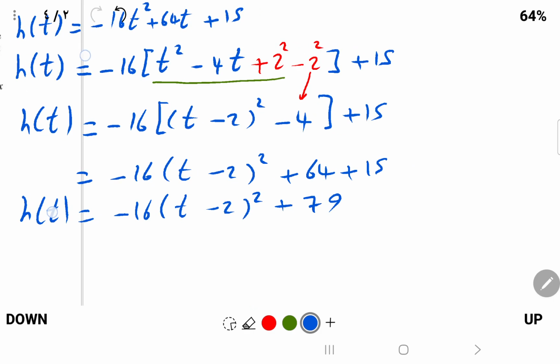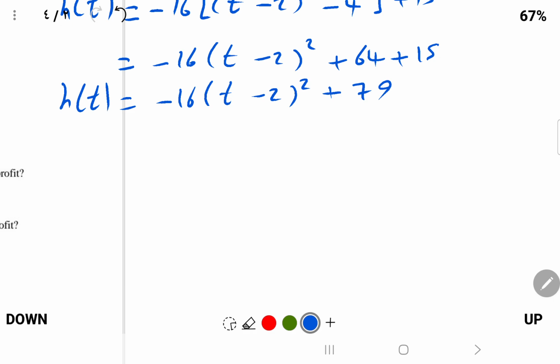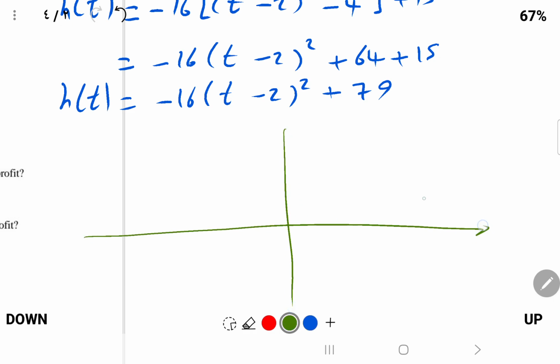Now you graph this function. How do you graph it? Here you have the x-axis and y-axis. Now take the parent function, which must open downward because of this negative sign. Take it 2 units to the right because of this minus 2. So it becomes here. And 79 units up. Let's assume here you have 79. Then you graph it opening downward, like this.